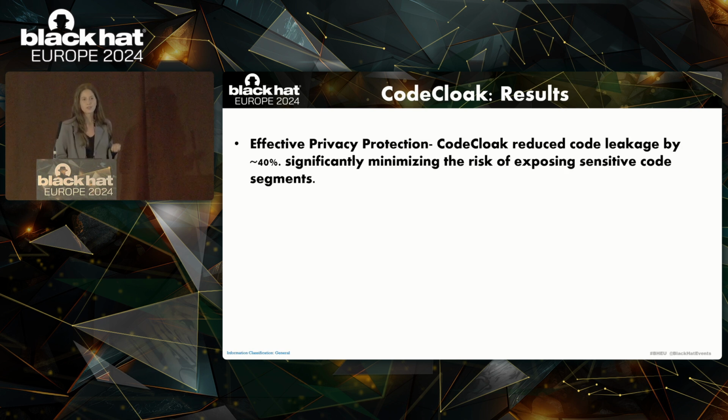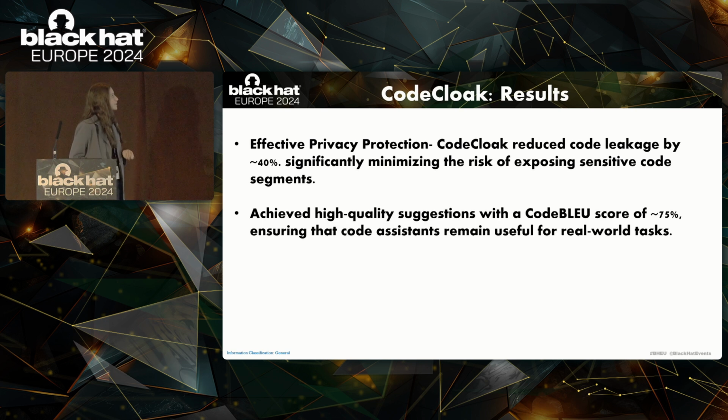First, we found out that CodeCloak is very effective for privacy protection. Our solution reduced code leakage by an average of 40%, which significantly minimizes the risk of exposing sensitive code segments. Second, we achieved high quality suggestions based on the CodeBLEU metric, and we found that on average 75% of the code remains useful for real-world tasks.